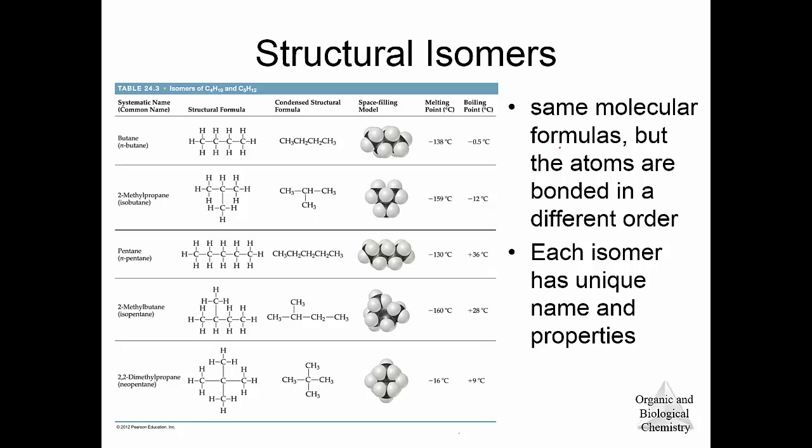Alkanes can have things called structural isomers, which are molecules that have the same molecular formula, but the atoms are bonded in a different order. And each isomer is going to have a unique name and properties. So when you're looking for isomers, like if you look at the bottom here are 3 different isomers of the molecule pentane. You want to look for things that are actually attached differently.